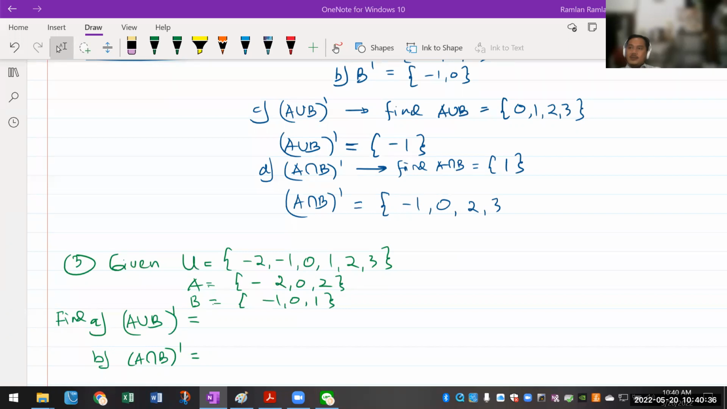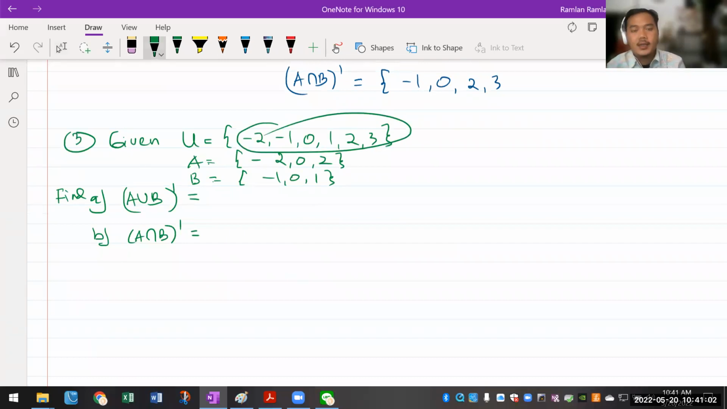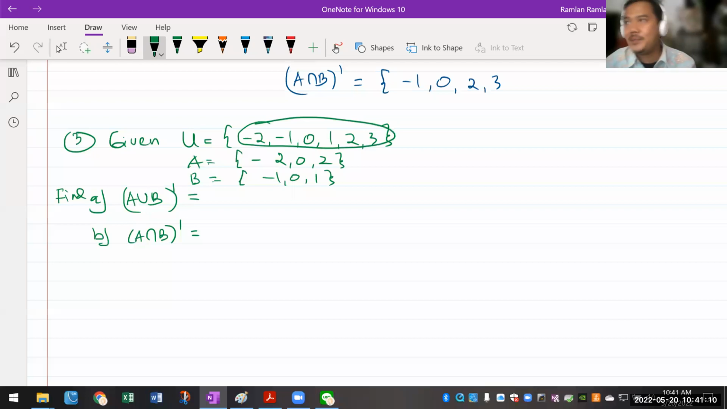Oke, silakan dicoba dulu. Nadia, that is the intersection. Yes, that is the correct intersection. But the question is, what is the complement of that? When we're talking about the complement, it means that you only need to write down all the elements in the universal set, which is this guy here. These are the elements of the universal set. So for A intersection B complement, you need to write all of these except the ones that you have from the intersection. Okay, I would like you to try it again.